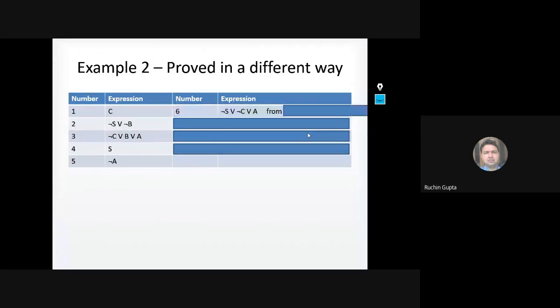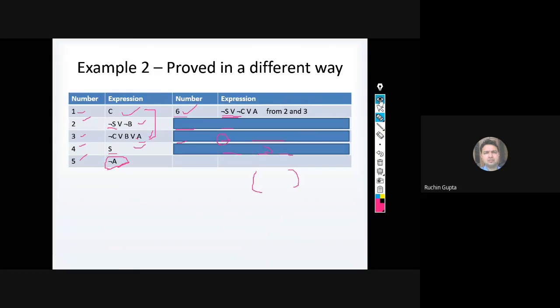So we can have another way to prove it, like this. You see here, from 2 and 3: one is having the negation of B, another is having the B. So they will cancel out, and I will take the logical OR of all the others. So this will become negation of S or negation of C or A. So I will get the statement 6 from the statements 2 and 3.